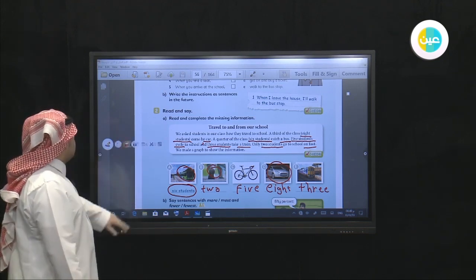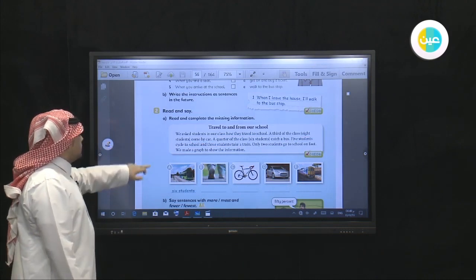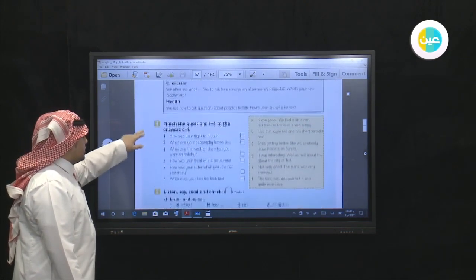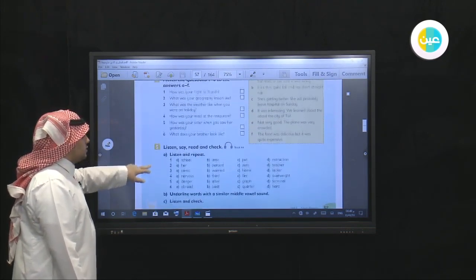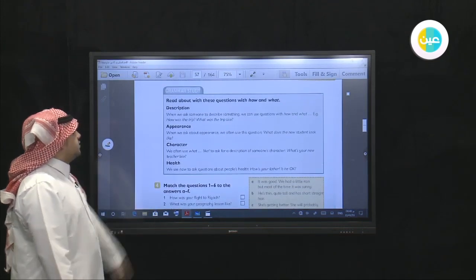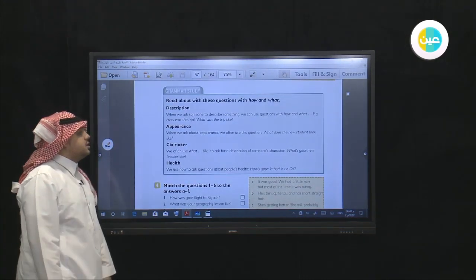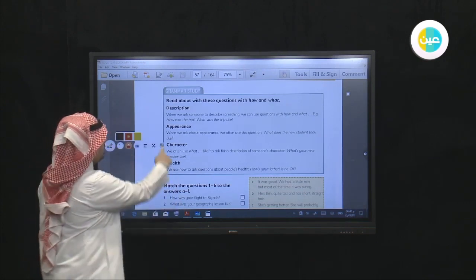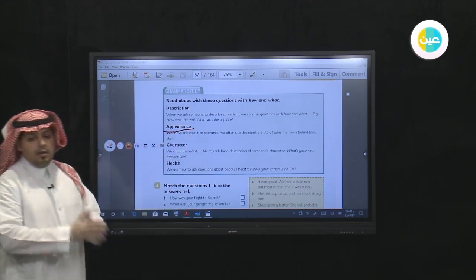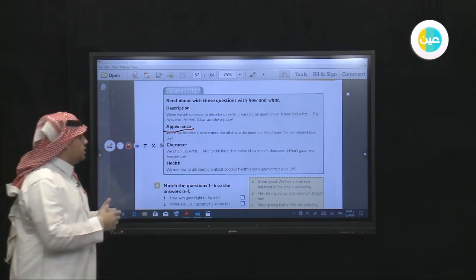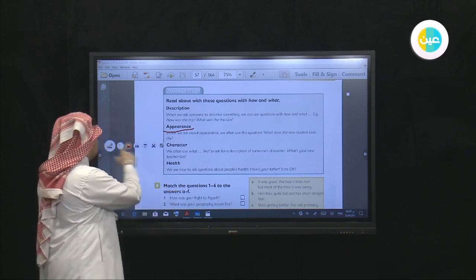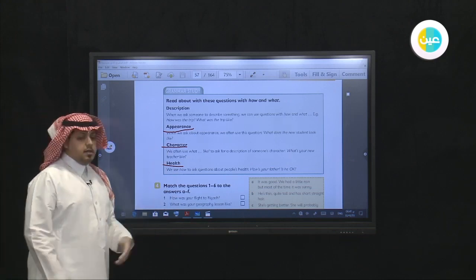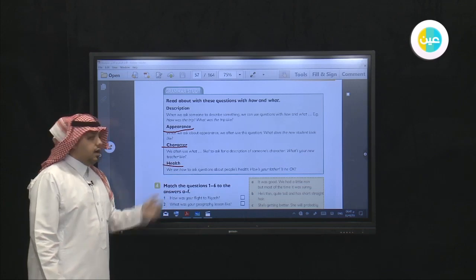Okay, we're going now to the second page. We are here on page 57. First of all, we have the grammar. Read about this question with how and what. We already took it, the appearance, when Omar was traveling to England for his first day in the intermediate in the international school. Appearance, character and health. Appearance is the general look. Character is the personality in general. Health is health.